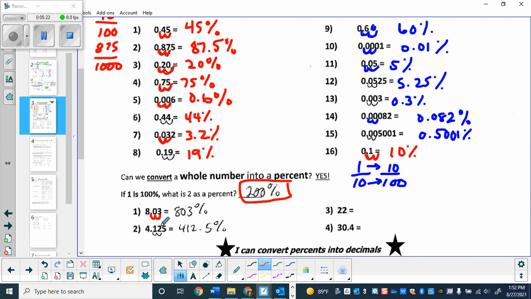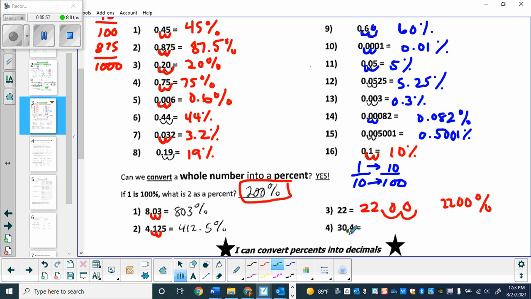4 wholes and then some more of another is going to be 400% with a little extra. So again, just move this decimal over twice and there's the 412.5. For this one with the 22, I don't see a decimal, so I'm going to put 22.0 and move this over once, twice. So this one is 2,220%. Oh, sorry, just 2,200. Sorry, 2,200%. I did not mean to say the 20.